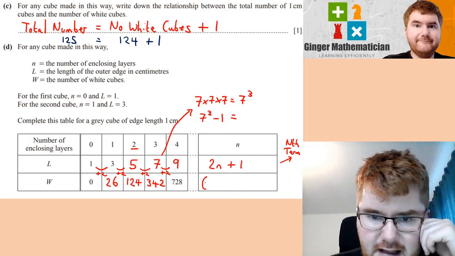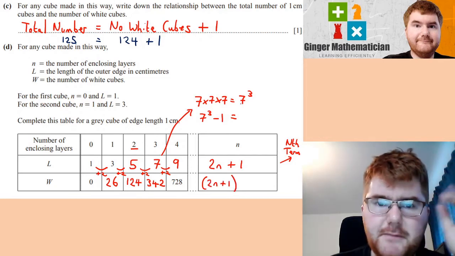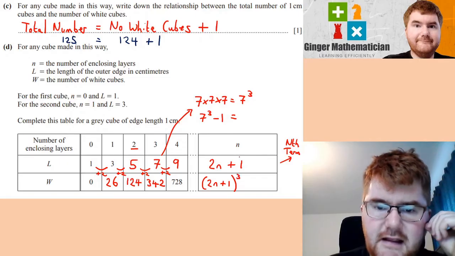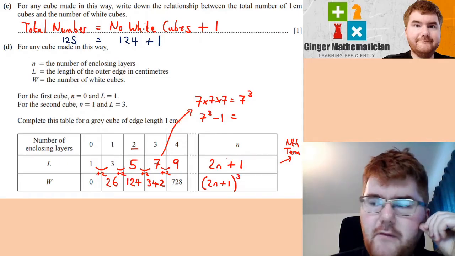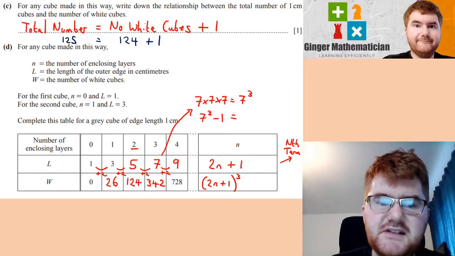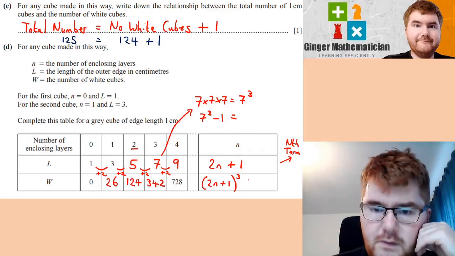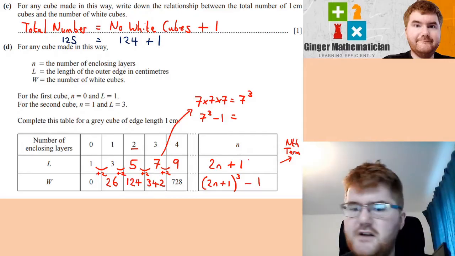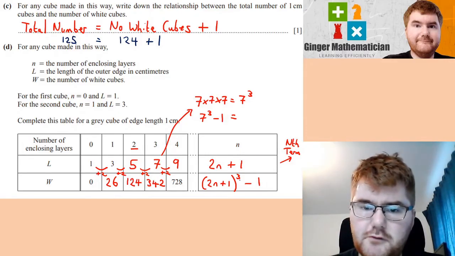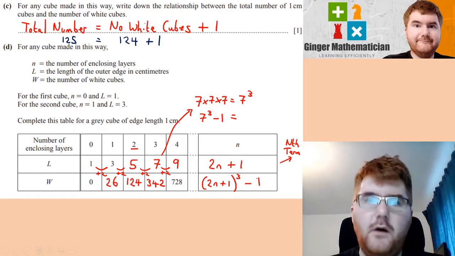So I'm going to take my nth term from the previous sequence. I'm going to cube it, so times it by itself 3 times. And then from there, we take away 1, because to go from 27 to 26, we take away 1. To go from 125 to 124, we take away 1. So my nth term here is going to be 2n plus 1, all cubed, whatever number this is cubed, and then we minus 1.